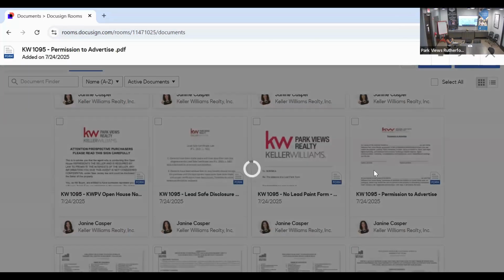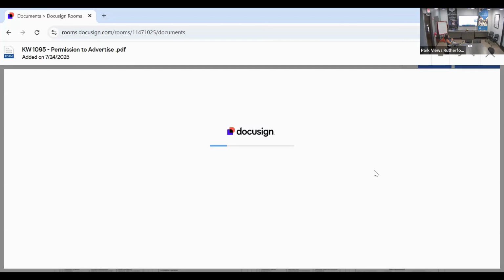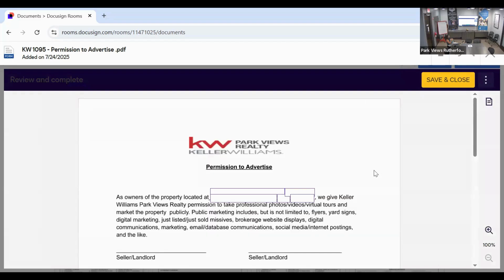Our permission to advertise form. So when you're taking a listing and the listing agreement states that this is going to be advertised on realtor-based websites, like Realtor.com, the Z word, the bad word, I'm not going to say it. And any other realtor-based website. However, our permission to advertise is getting permission from your seller or your landlord to create marketing materials, whether it's flyers, or to post on your social media, the brokerage websites, because there are times where some people don't want their stuff plastered out there.